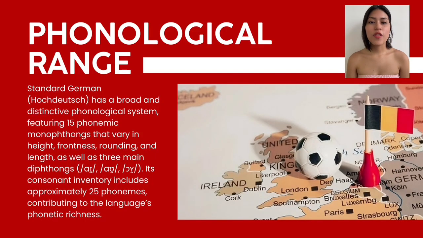Now we're going to talk about the phonological range of Standard German. It's broad and distinctive, including a rich system of both vowels and consonants. It features 15 phonemic monophthongs that vary in height, flatness, rounding, and length. The consonant inventory comprises approximately 25 phonemes, contributing to the language's phonetic richness.